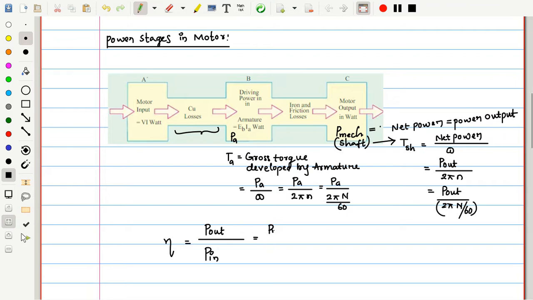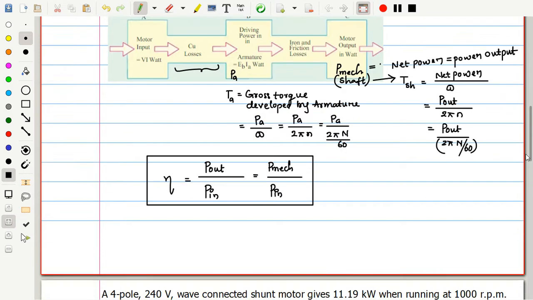So P out is what? The mechanical power, the motor output power. And P in is the input power. So this gives the efficiency. And let me write what the mechanical power is. P mechanical, or P output power, is equal to, can I write in this way, input minus all losses. Let me see what the different losses are here.